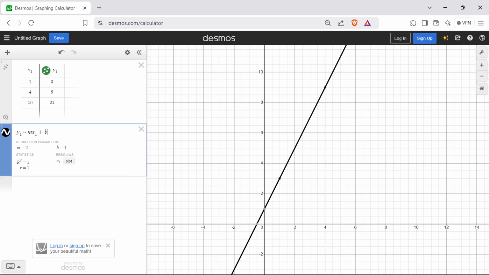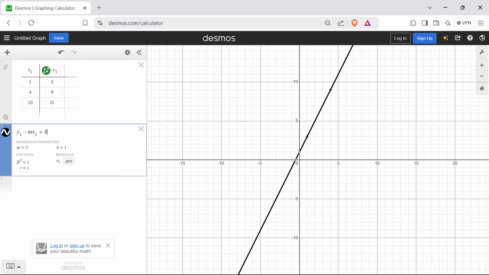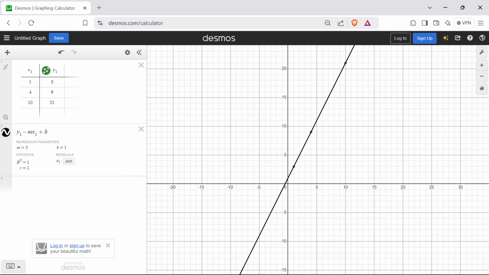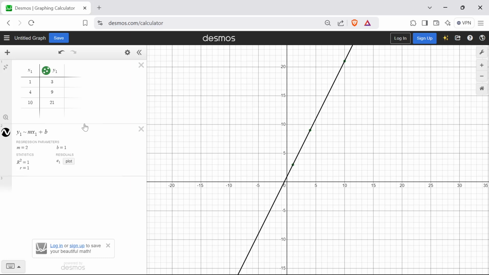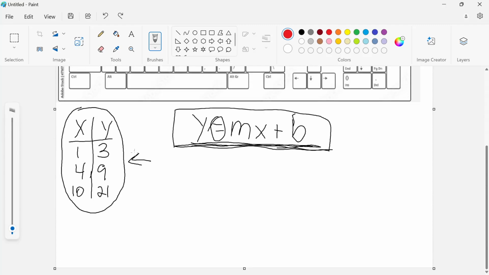And notice that big R squared value. It said R squared equals 1. If it equals 1, that means it's 100% on the money. It's got a 100% estimation. In other words, this is absolutely the equation. And it says m is 2 and b is 1. So this equation is actually y equals 2x plus 1. M is 2, b is 1.